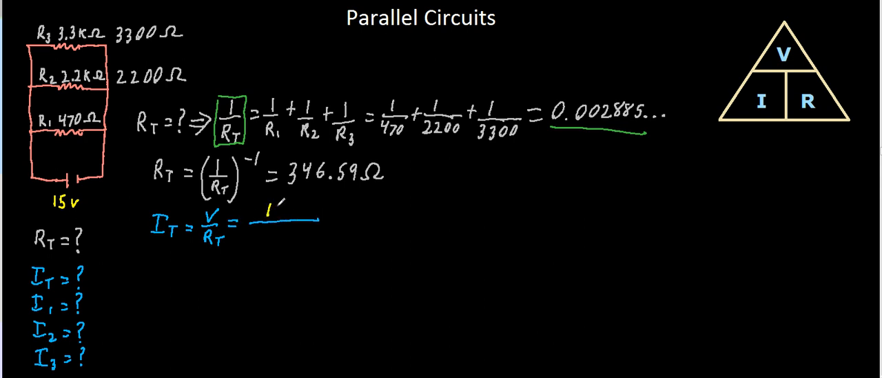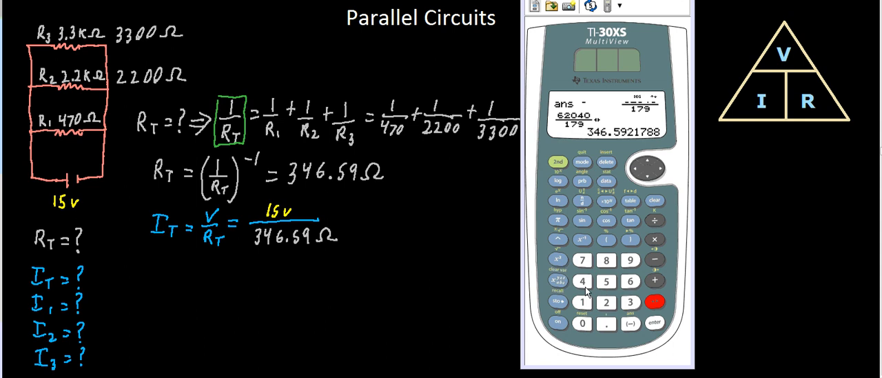We know our voltage is 15 volts. And as you can see, all we're doing is just plugging in our numbers. So this super scary looking problem is actually really easy. It's just a bunch of plug and chug. And so we just pull out our handy dandy calculator and we type that in, 15 divided by 346.59. And what do we get?